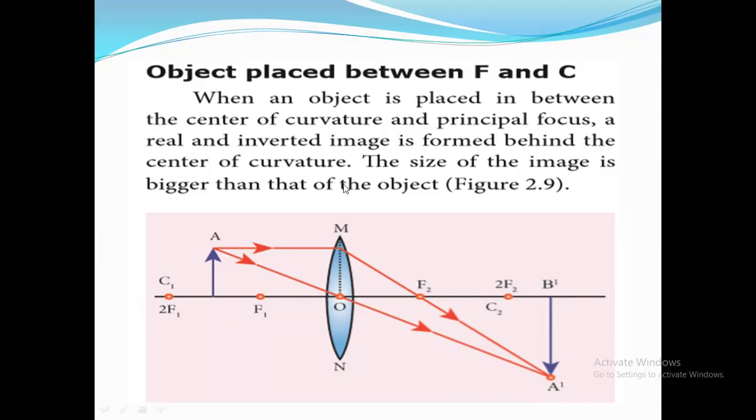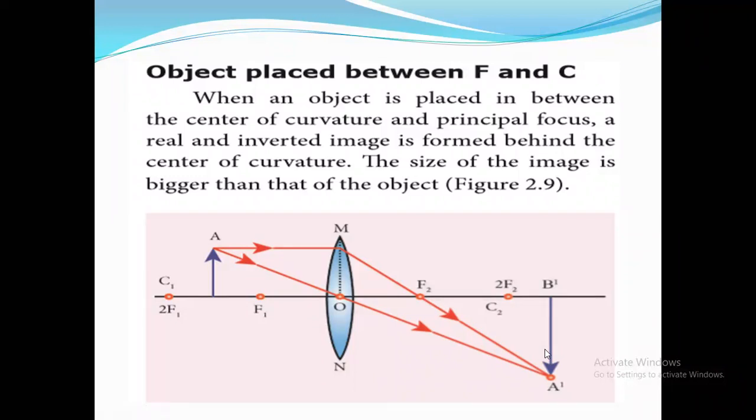So when an object is placed in between the center of curvature and the principal focus, a real and inverted image is formed behind the center of curvature. The size of the image is bigger than the object. The object is small, but the image is bigger.